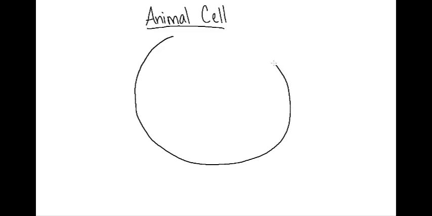Now, the first type of cell that I want to cover is the animal cell. Animal cells are the type of cells that make up every part of our body. Our entire body is made of animal cells. Animal cells, like all other cells, have a cell membrane.